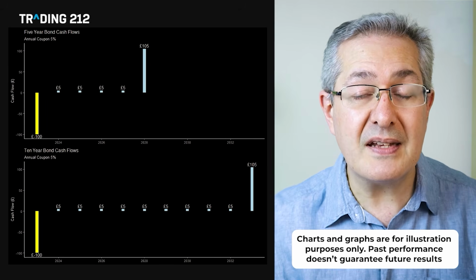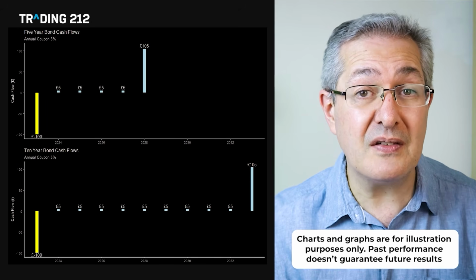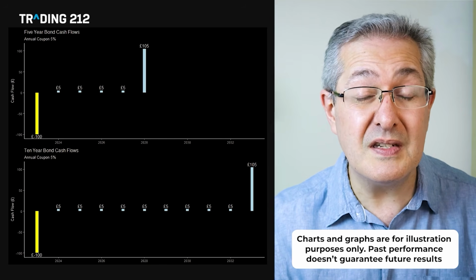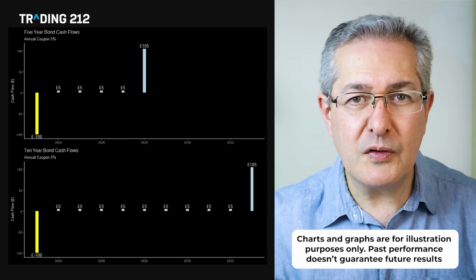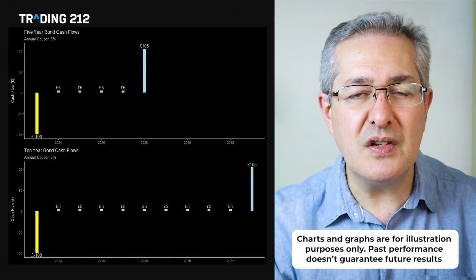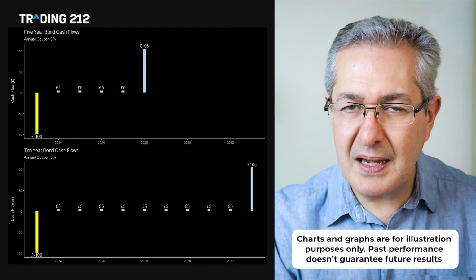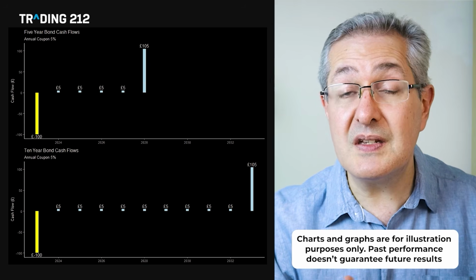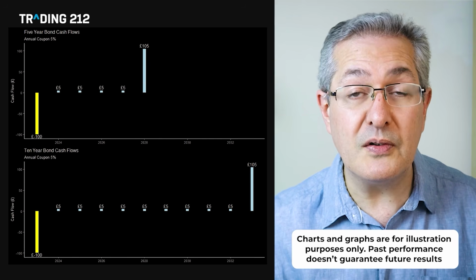And the reason for that is that you've locked in a fixed rate of interest for twice as long. In other words, the bond at the bottom has about twice the duration of the bond at the top. So this is why the scaling factor, which is used to measure interest rate risk, is called duration. And this concept of duration applies not just to single bonds, but also to bond funds.